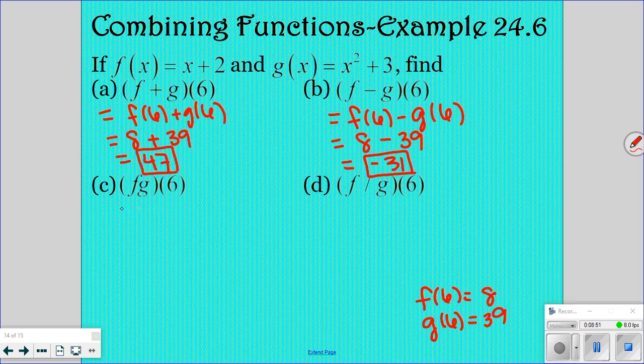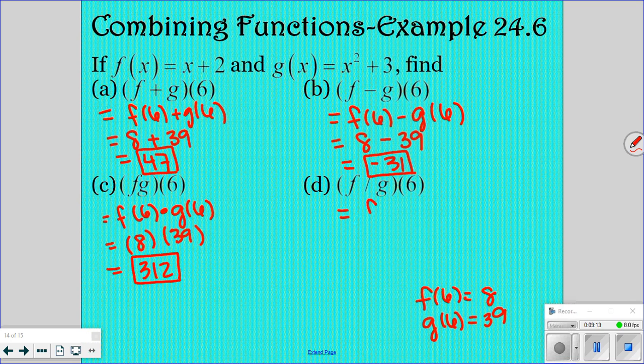For this one, we're just going to do f of 6 times g of 6. And so f of 6 was 8, and g of 6 was 39. And so if you multiply those, you get 312. And over here, we can do f of 6 over g of 6. And so if you divide, you would have 8 over 39. And so that's how you can multiply, divide, add, subtract two functions. So hopefully that helps you a little bit with your functions.